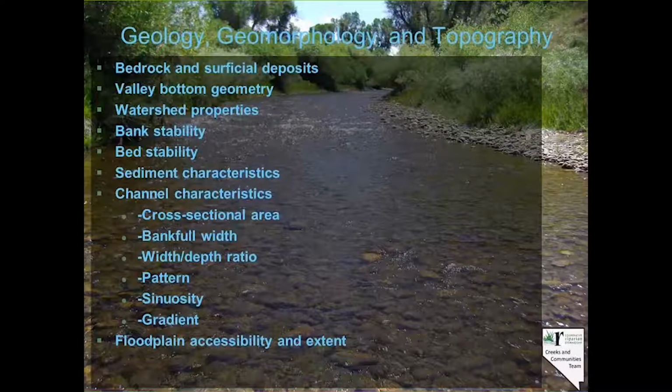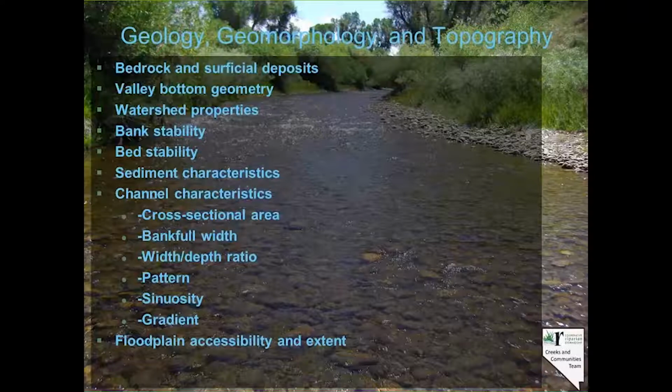Valley bottom geometry: are we in a V-shaped canyon? Are we in a U-shaped canyon? Are we on an alluvial fan? Are we down in a big flat valley? What are the watershed properties? Are we fairly steep all the way through the watershed? Is it fairly flat? What's the overall size?